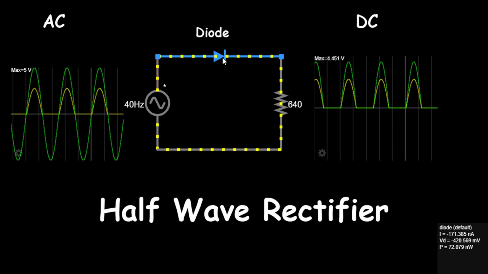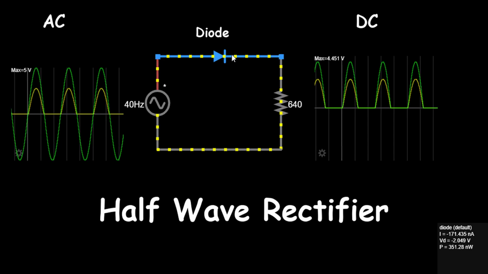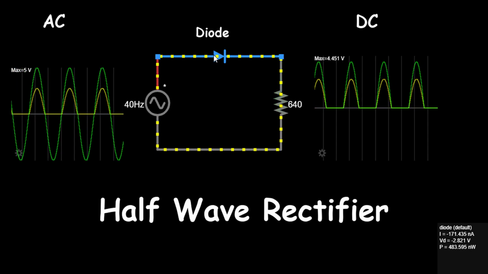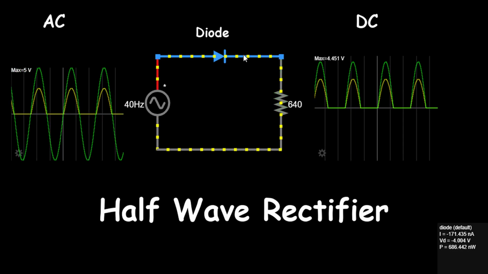When the anode is positive with respect to the cathode, the diode is forward biased and conducts current. Conversely, when the anode is negative relative to the cathode, the diode is reverse biased and blocks current.